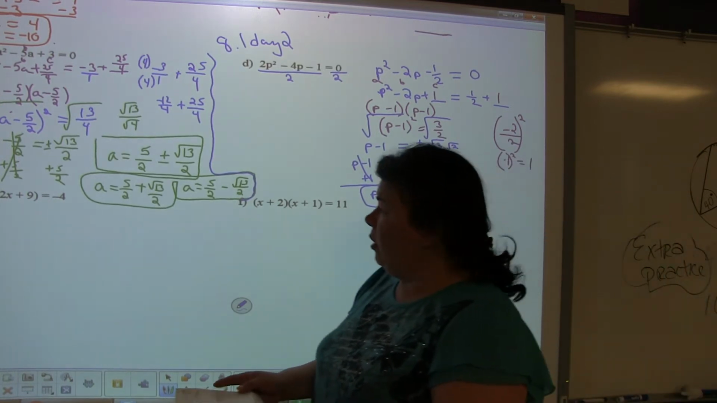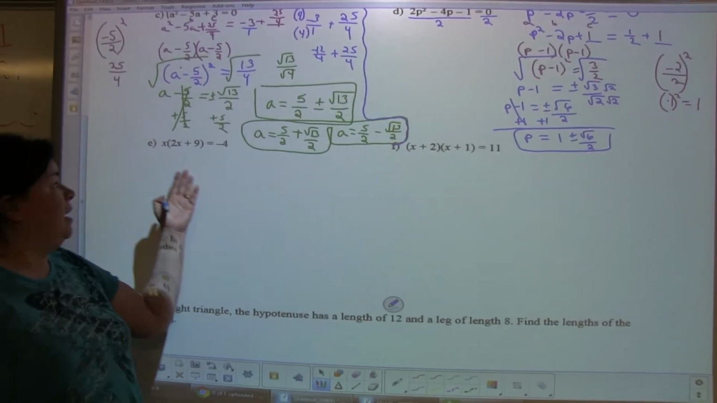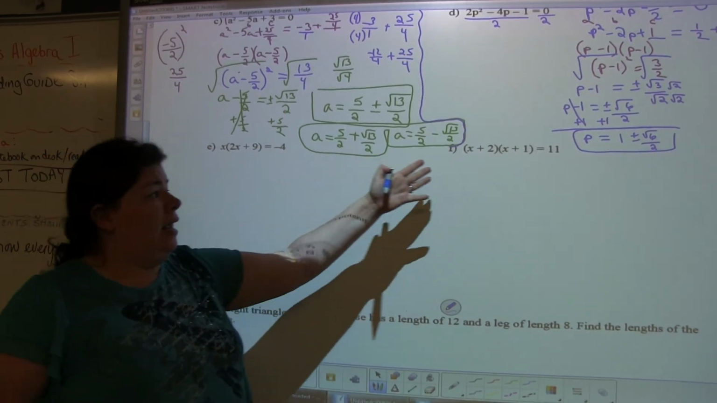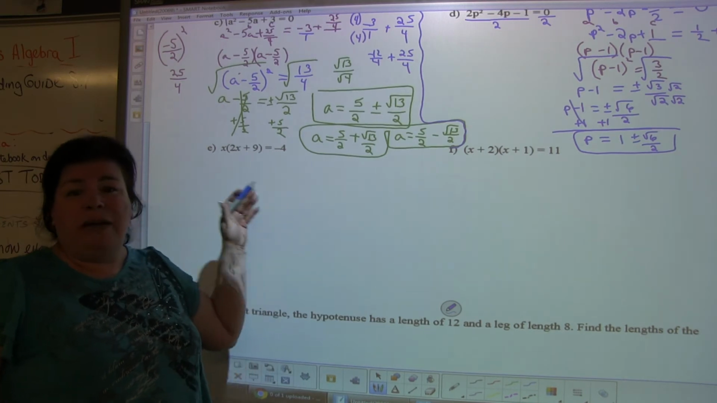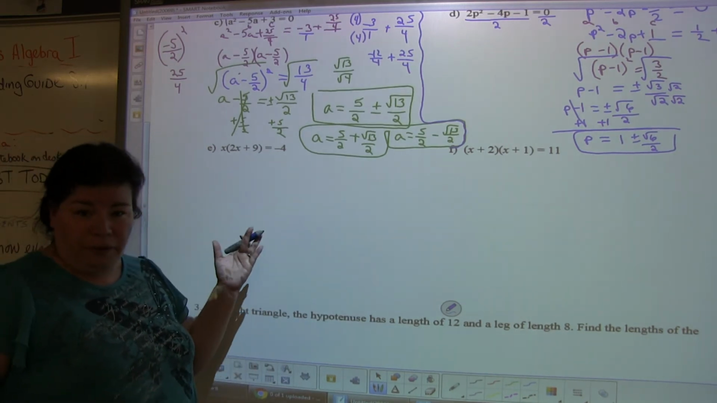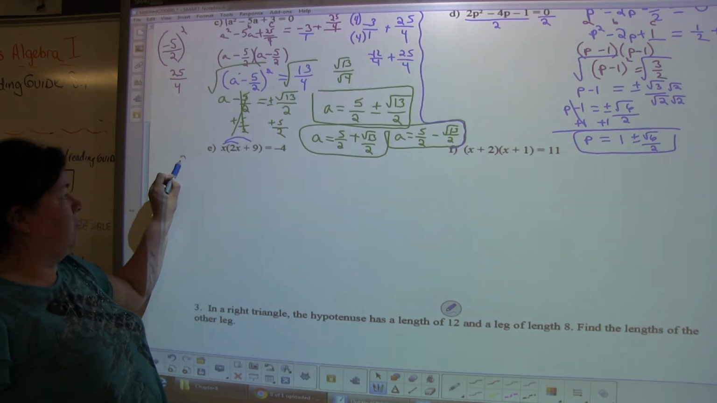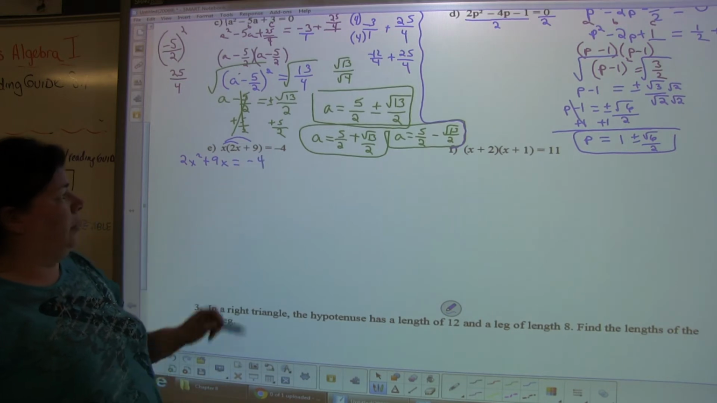Okay, so what we're going to do now for problem E, we're going to do the same thing, except this looks kind of mixed up, like we have some work to do. And so does F, we have simplifying to do. So basically this day is about, if you need to simplify, simplify first. So if we simplify this by distributing, we're going to get 2x squared plus 9x equals -4.